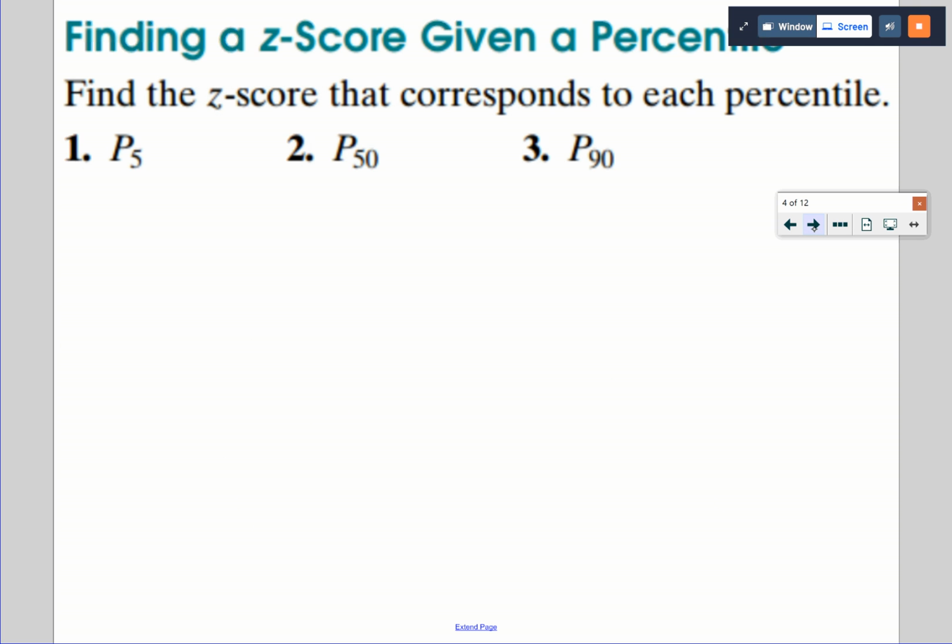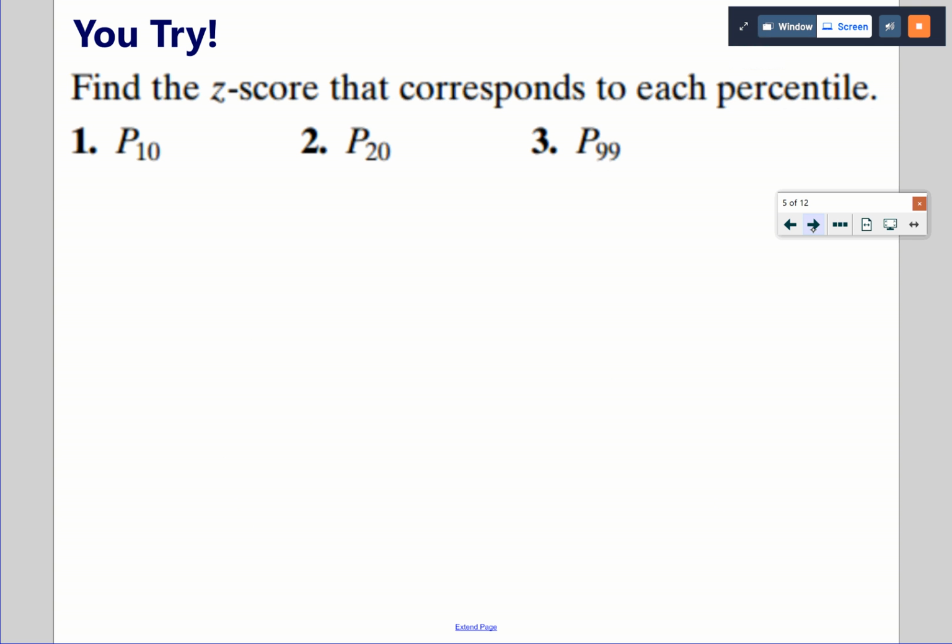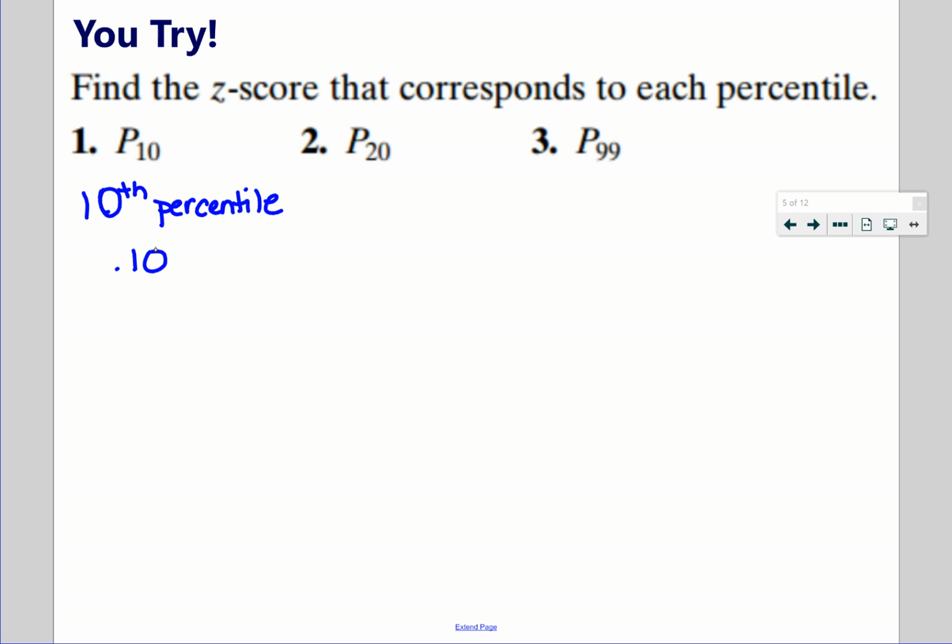Moving on. I'm just going to jump right to the one on your next slide there. Find the z-score that corresponds to a given percentile. So P sub 10 means the 10th percentile, which means 10% of the data, or 0.10, is below the value that you're going to find. So we're going to find 0.10 on here, get as close as we can. You know it's going to be in your negative z-scores because it is a number smaller than 0.5.